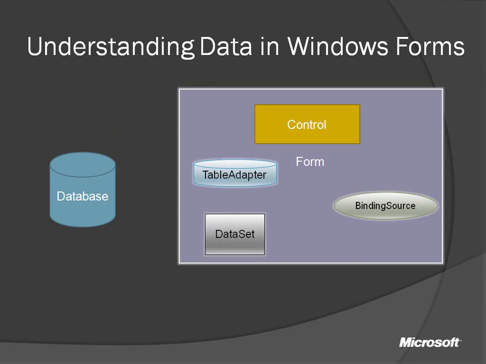There are three objects that make data binding work. The first is the table adapter. It connects directly to our database. It has all the data access code, the select, the insert, the update, delete statements.